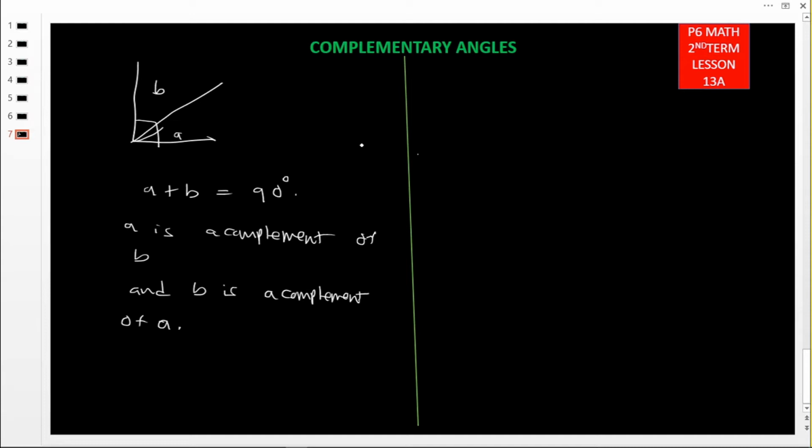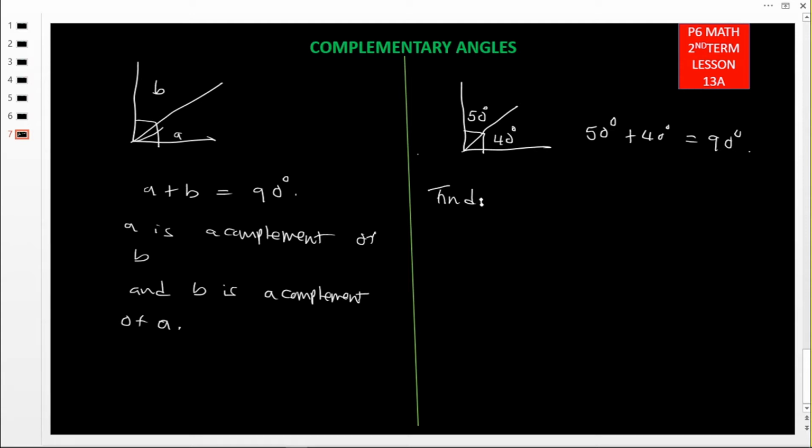Alright, so let us get started. For example, if this is our 90 degree right angle, and here we have a 50, what could be the complement? It is going to be a 40 degree angle. Why are they complementary? Because when you add 50 to 40, it gives us 90 degrees.